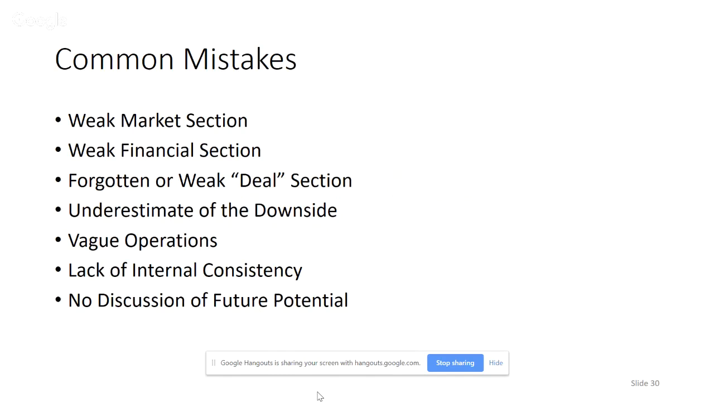Another common mistake I also see: even if your market section is good, it might be that you have a weak financial section.